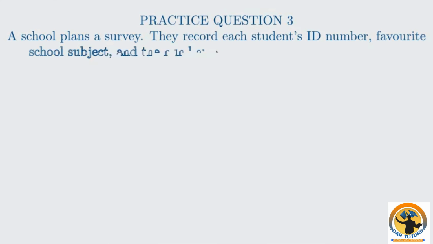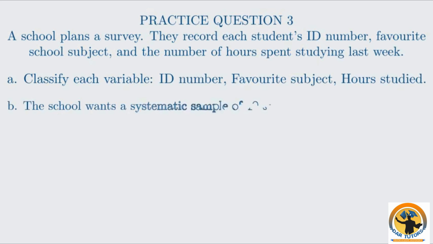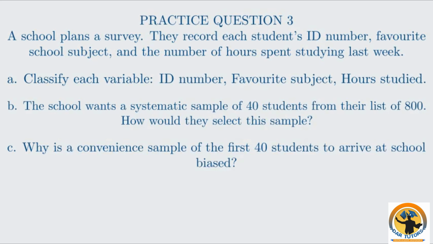Here is practice question number 3, which tests your understanding of data types and sampling methods. Let's first classify the variables. Student's ID number is a label, not a quantity that can be calculated, so it's categorical. Favorite school subject is a category, like math or history, so it's categorical. Number of hours spent studying is a count of hours, and hours are typically treated as continuous, so let's classify it as continuous.